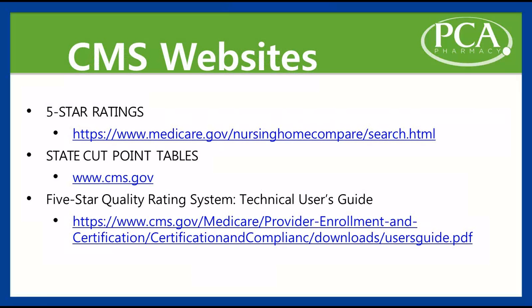Here are some websites that have very valuable information about the 5-star rating system. The first from Medicare.gov on 5-star ratings. The state cut point tables for health inspection scores is found at cms.gov. And the 5-star rating system technical user's guide is very thorough in going through all the individual pieces of information about how a 5-star rating is calculated. The website is found there.